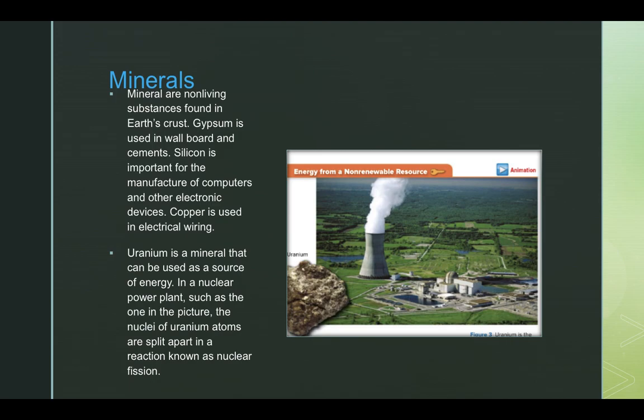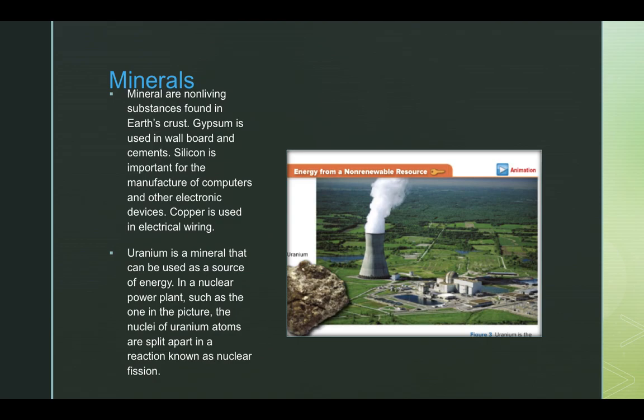Minerals are found within Earth's crust. You want to remember that. Minerals are non-living substances found in Earth's crust. Gypsum is used in wallboard and cement. Silicon is important for the manufacture of computers and other electronic devices. Copper is used in electrical wiring. These are all minerals that we're talking about here: gypsum, silicon, copper.